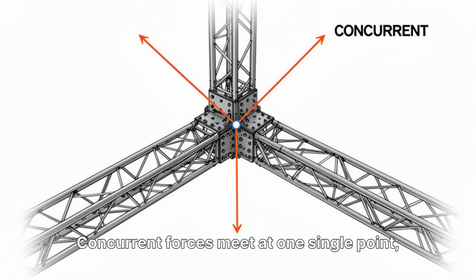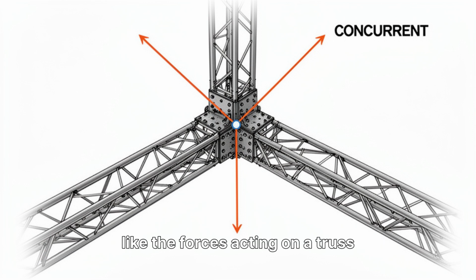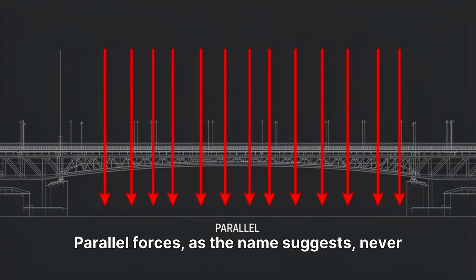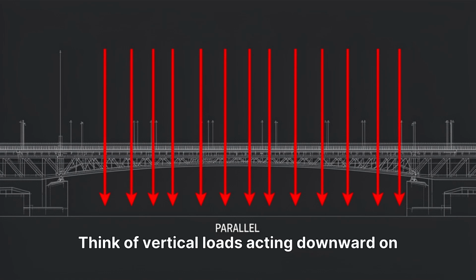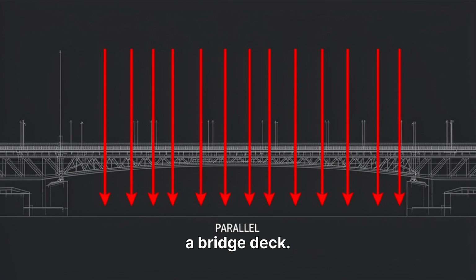Concurrent forces meet at one single point, like the forces acting on a truss joint in a bridge. Parallel forces, as the name suggests, never meet. Think of vertical loads acting downward on a bridge deck.